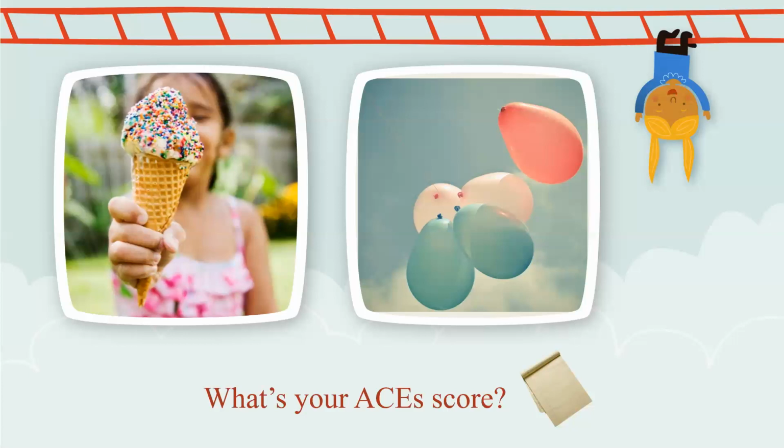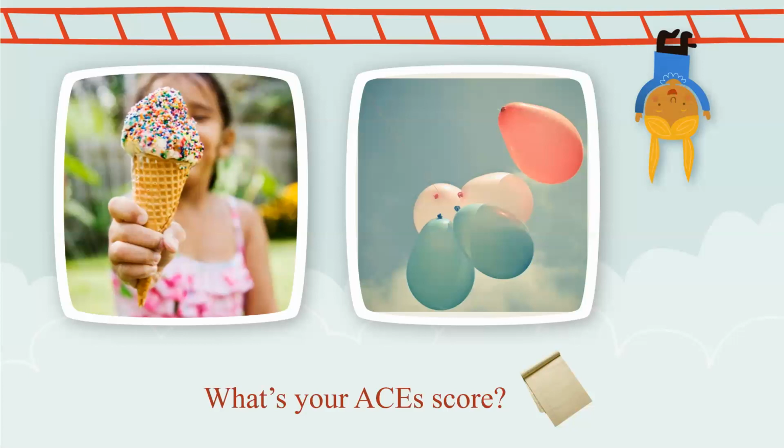Question 8. Did you live with anyone who was a problem drinker or alcoholic or who used street drugs? Question 9. Was a household member depressed or mentally ill, or did a household member attempt suicide? Question 10. Did a household member go to prison?